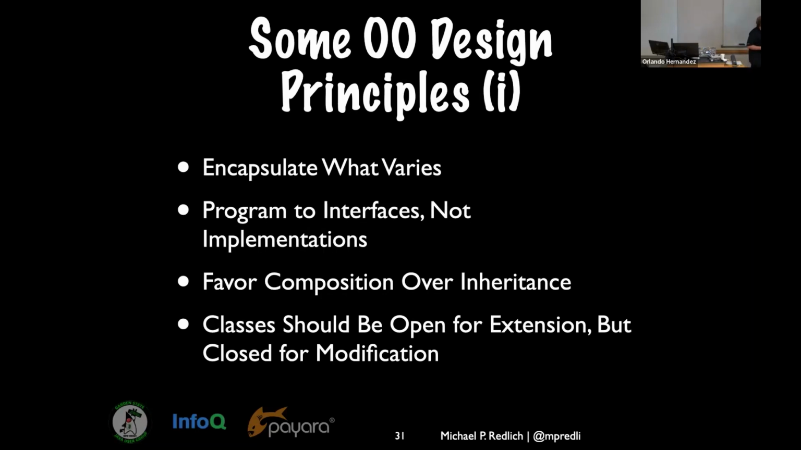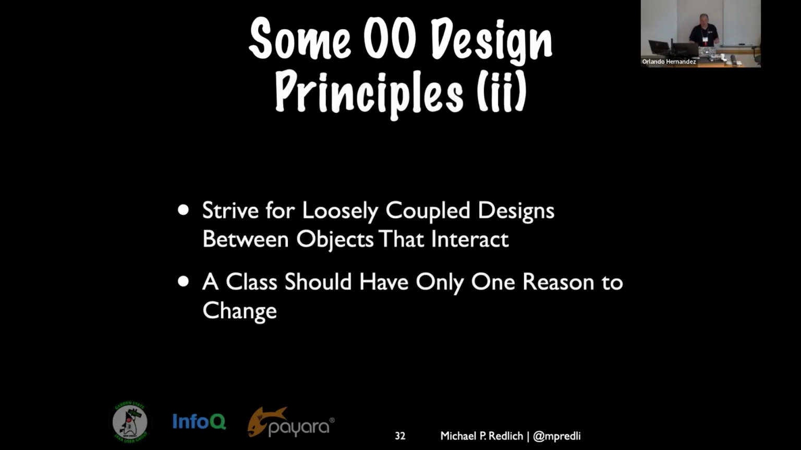So encapsulate what varies. Program to interfaces and not implementations, and I'll show a good example of that. Favor composition over inheritance. That's going to be an important one. And classes should be open for extension, but closed for modification. This one, I like this. This one's cool. And then strive for loosely coupled designs between objects that interact. You don't want them tightly coupled, okay? And then a class should have only one reason to change. So you shouldn't have one big mega class for everything. You should design your application to have different classes, each with maybe one responsibility.